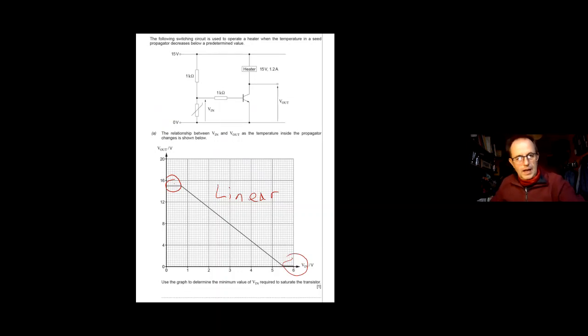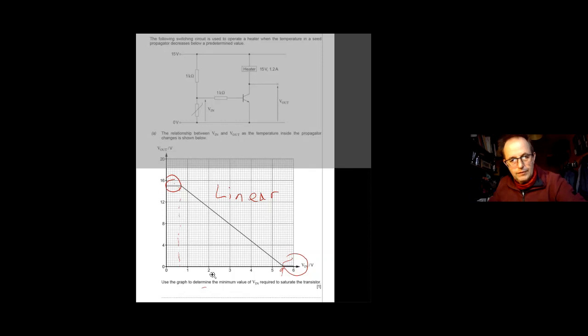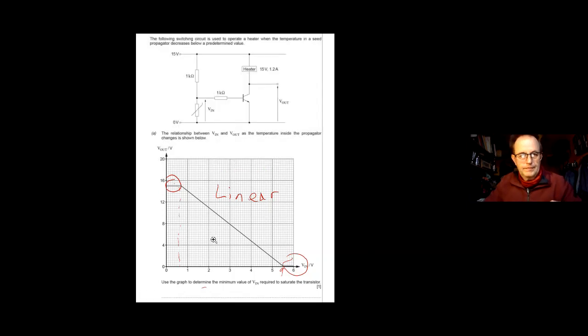If I drop a line from where it starts to go into your linear region, that would give you the 0.7. Where does saturation occur? It happens at that point, which is there. It happens to be 5.5 volts.